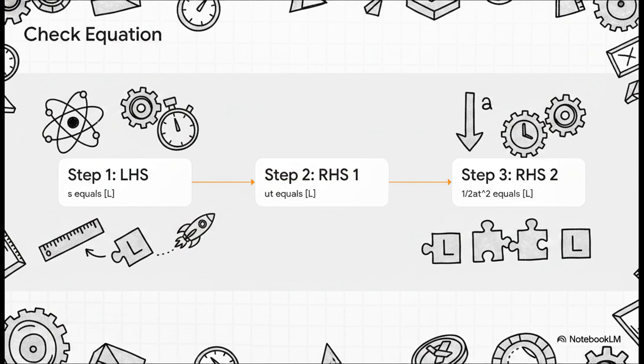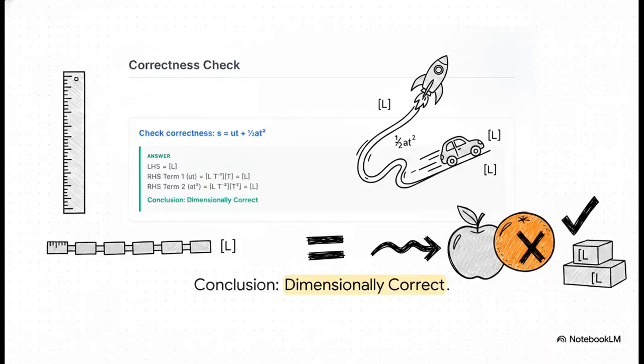Multiply that by time squared, the times cancel out again, and we are left with length L. And boom, this brilliantly illustrates the true power of dimensional analysis, because the left side equals length, and every single added term on the right side also boils down to length. We can definitively conclude that the equation is dimensionally correct. I mean, you can't add mass to length, just like you can't add apples to oranges, right? Since every piece equals length, the math is completely solid.